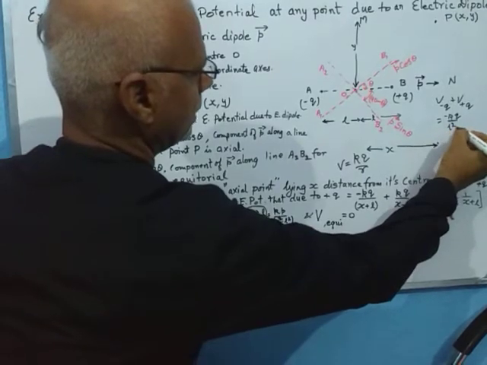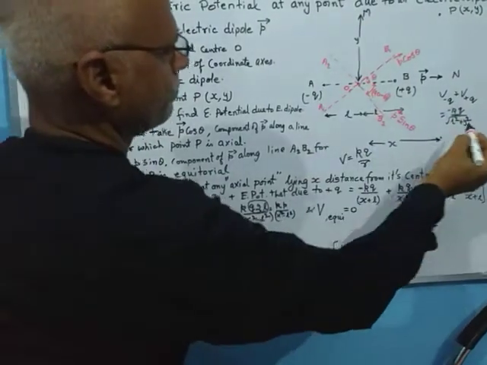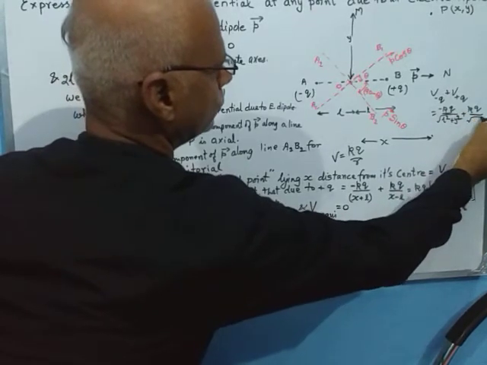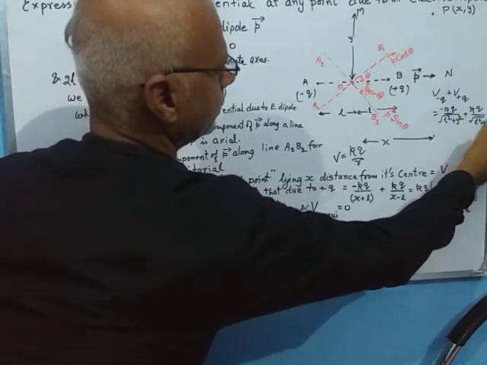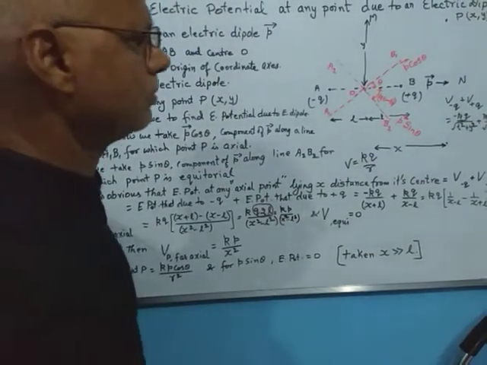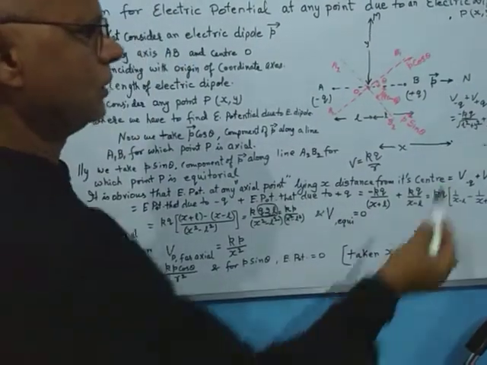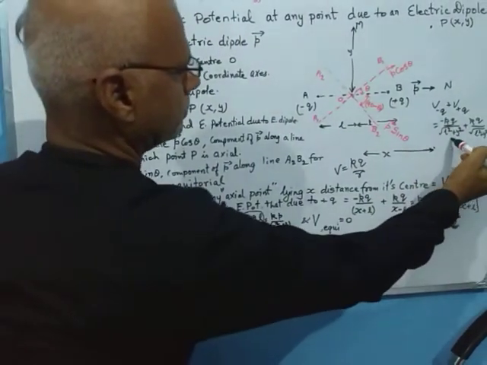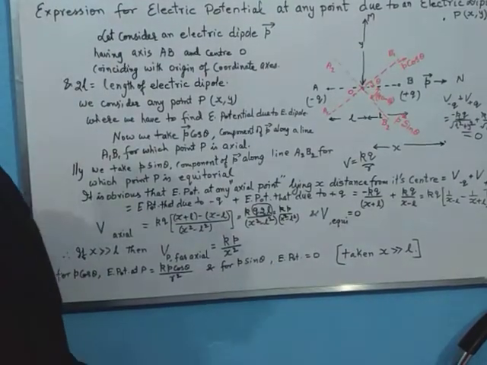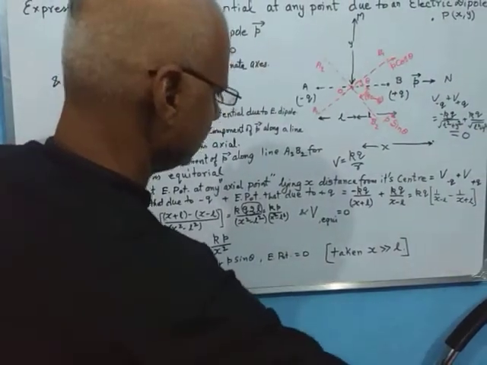So under root L square plus Y square, this is the distance of M from A, and similarly we have KQ divided by under root L square plus Y square. Now what you see is minus KQ by under root L square plus Y square plus KQ by under root L square plus Y square. Therefore these two together become 0. That means for an equatorial point the electric potential due to an electric dipole is always 0. So these are the two things you have to remember.